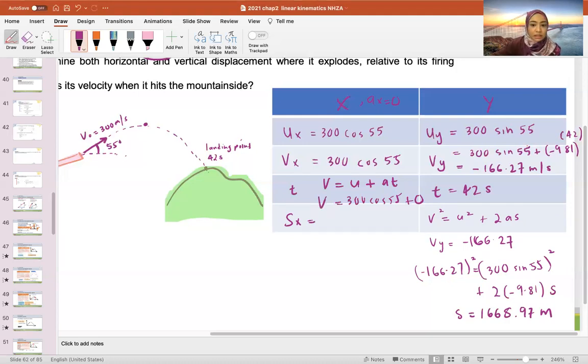So macam mana awak cari time tu? Okay, sebenarnya time dalam X axis sama dengan Y axis. Dia tak ada perbezaan. Kalau saya cakap time dekat Y is 42, dekat X axis pun 42.